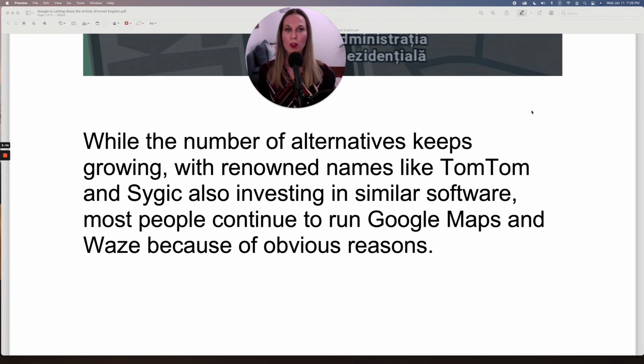While the number of alternatives keeps growing, with renowned names like TomTom and Sygic, I don't know what this is, to be honest. Do you? Sygic? I don't know how to pronounce this. I'll just say Sygic. I may be incorrect. If you know what this is, I assume it's a GPS style app. TomTom and Sygic also investing in similar software. Most people continue to run Google Maps and Waze because of obvious reasons.